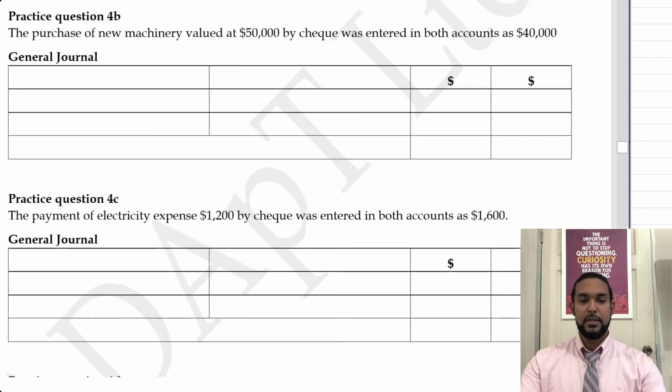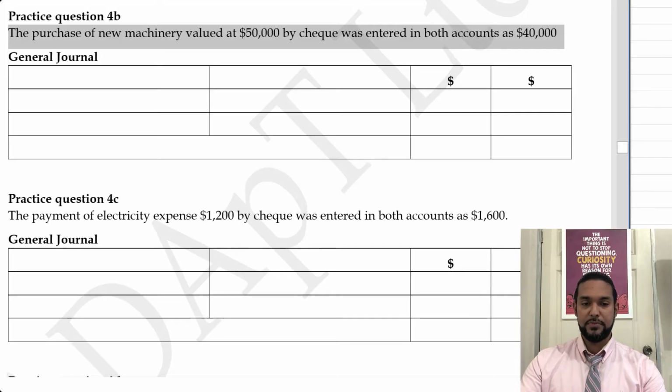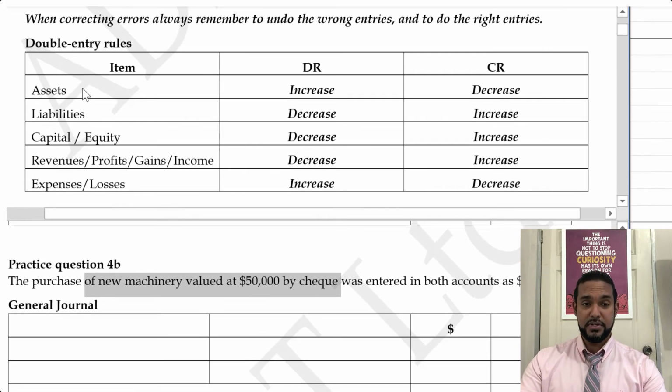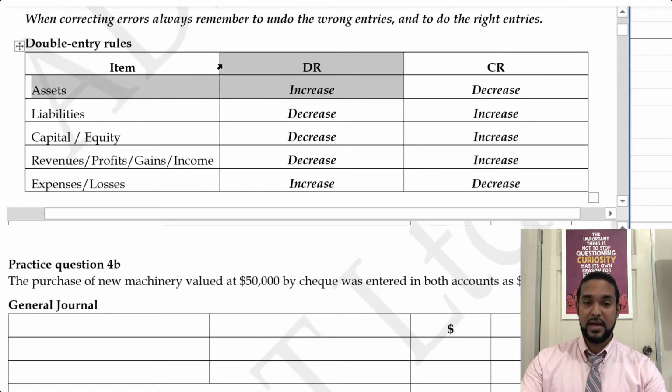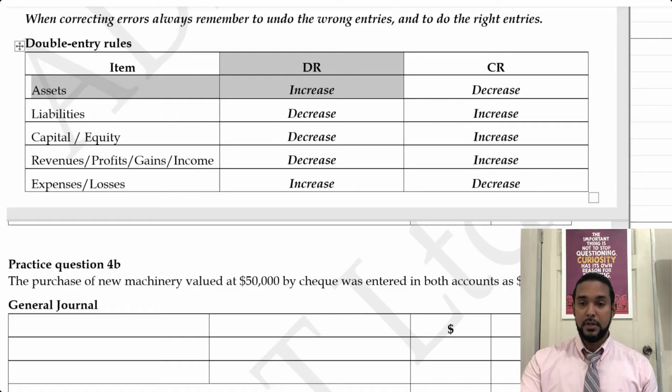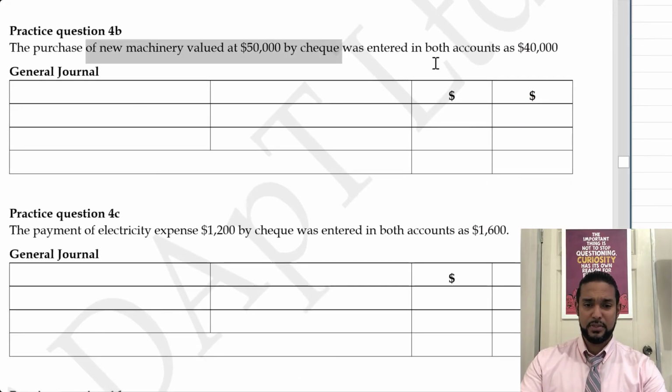So question 4B, the purchase of new machinery valued at $50,000 by check was entered in both accounts as 40,000. Okay, so what did we buy? We bought machinery. That means machinery is increasing. Machinery is an asset. To record an increase in an asset, we have to debit. So we were supposed to go in the machinery account and debit. All right, now did we do that? We did, but did we use the correct amount? Actually, no, it says that we used 40,000 instead of 50,000.